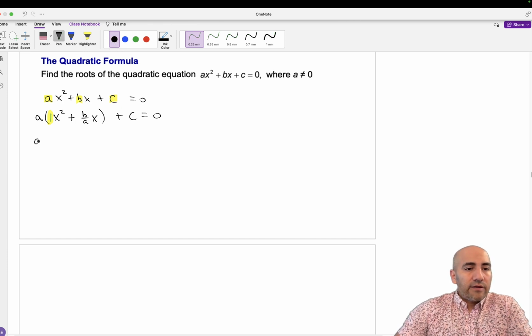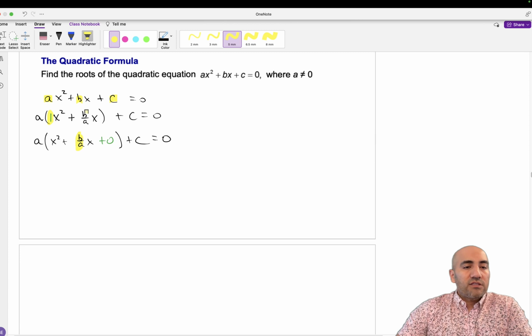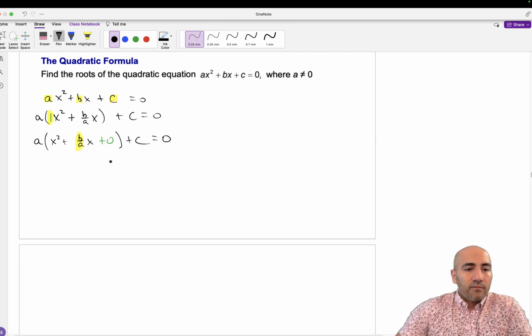So I'm going to copy this down here. a times x squared plus b over a x. And this is where I add my 0. The perfect 0 needs to go there. Plus c equals 0. And now the formula says that I focus on the number, the constant, in front of the x. Just like before, we got to take this number. So the perfect thing to add is to add and subtract the b over a times 1/2.